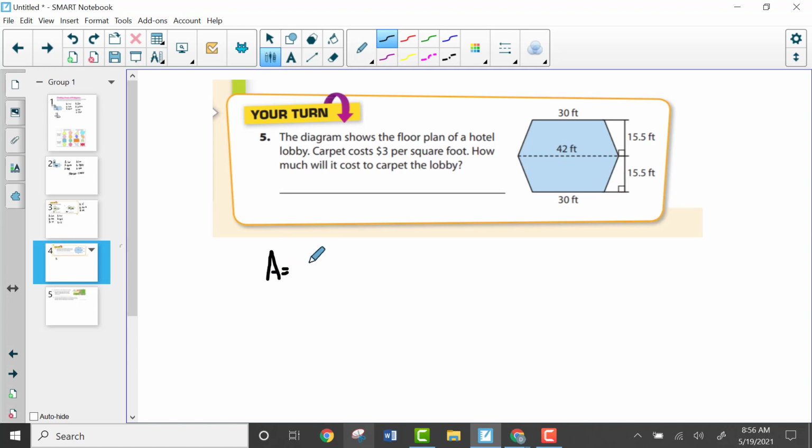We write the formula for area of a trapezoid. Area equals 1/2 times the height times base 1 plus base 2. Now, if you notice something about these trapezoids, we have the same base 1, base 2, same height and everything. So what we'll do is find the area of one and then just multiply it by 2, and that'll give us the area for the whole entire floor plan.